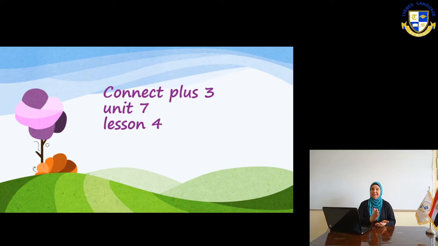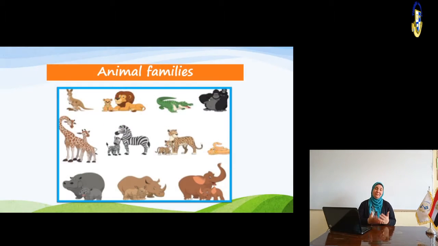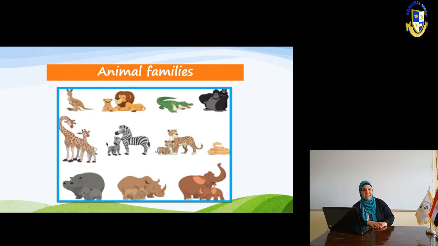Hi again. This is lesson 4 in unit 7, and today we are going to talk about another kind of families. You remember when we talked about the family? The human family consists of grandpa, grandma, brother, sister, nephew and niece. You remember? Did you study this?